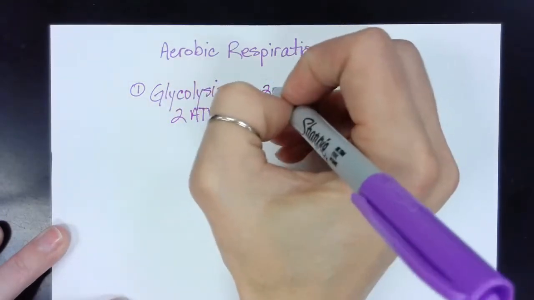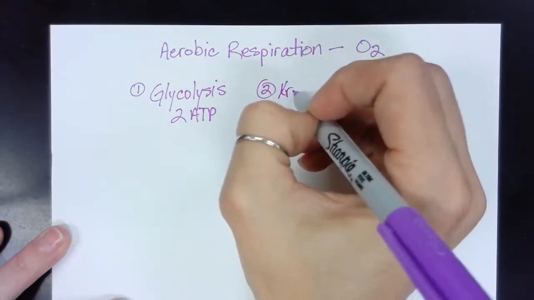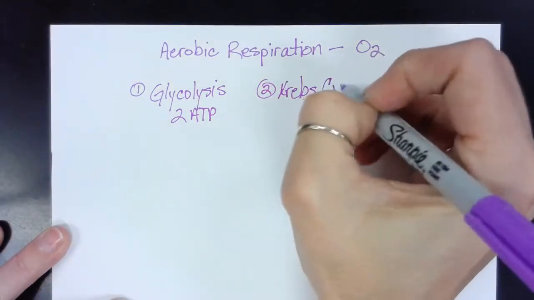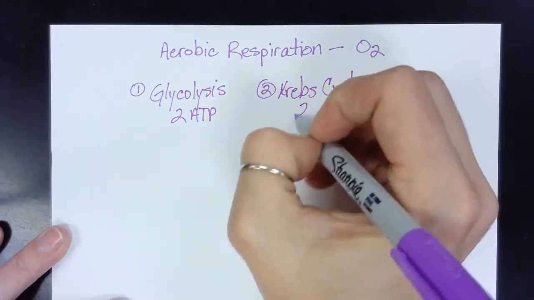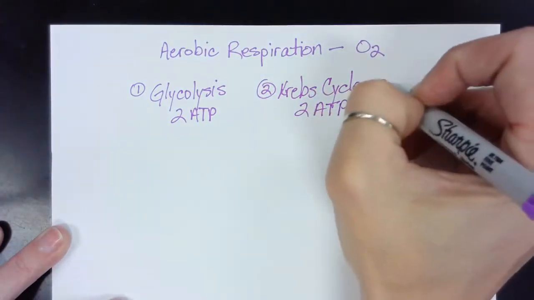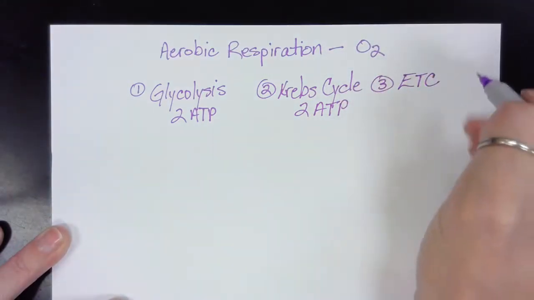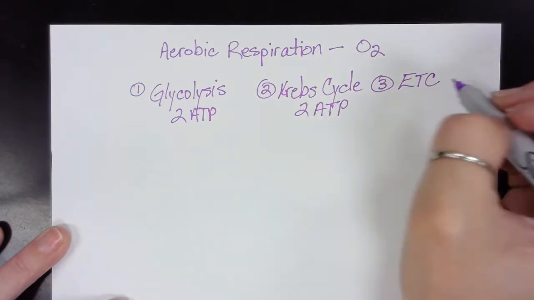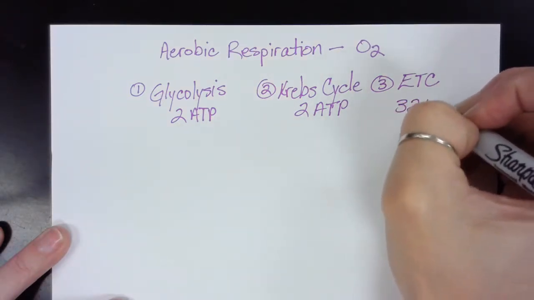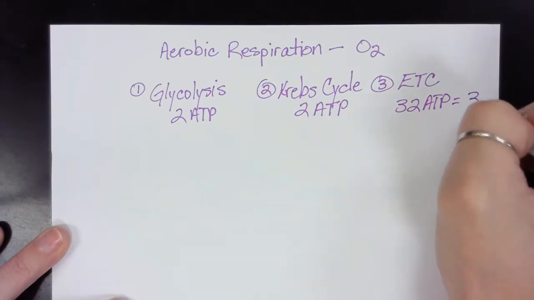Then it's going to go, in the presence of oxygen only, into Krebs, which is going to give us 2 more ATP. And then it steps into the third, which is the ETC, or the electron transport chain, which gives us 32 ATP, which is a total of 36.